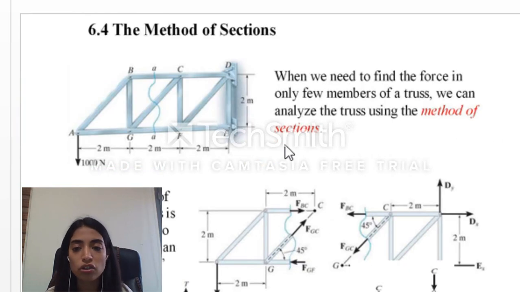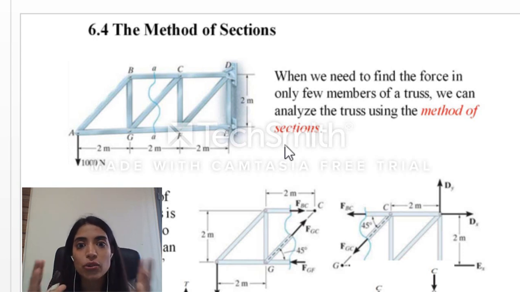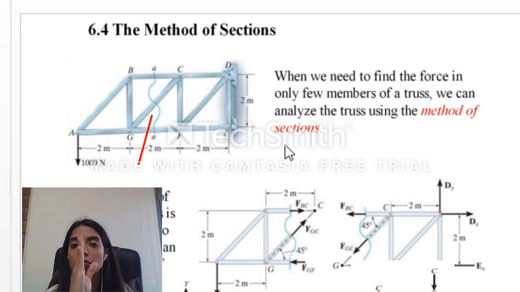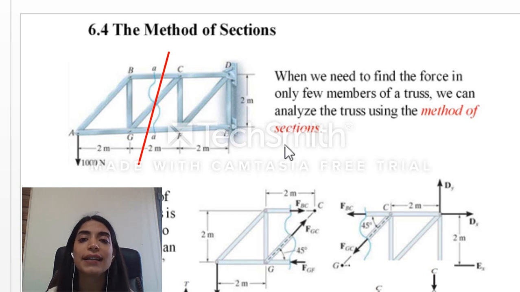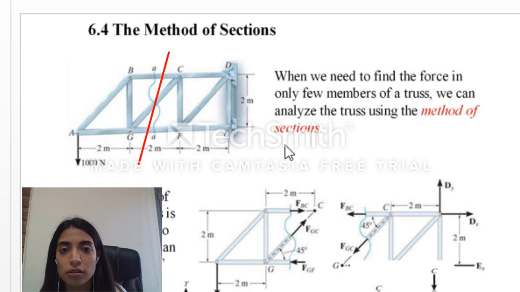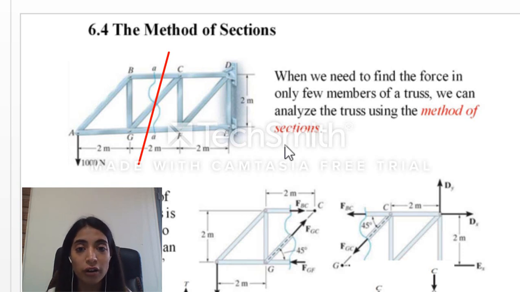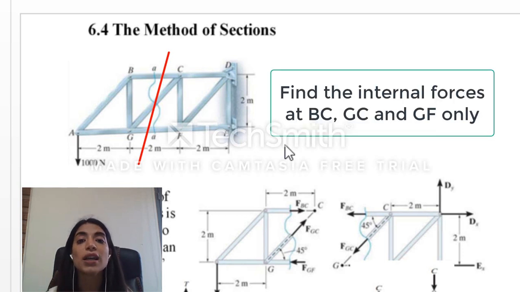Now the method of sections is totally different. In the method of sections, as its name says, I should do a section or a cut. So I can call it the method of cut. Why? Because basically, guys, I apply the method of sections if the question is to find the internal forces in a certain number of members or in specified members.